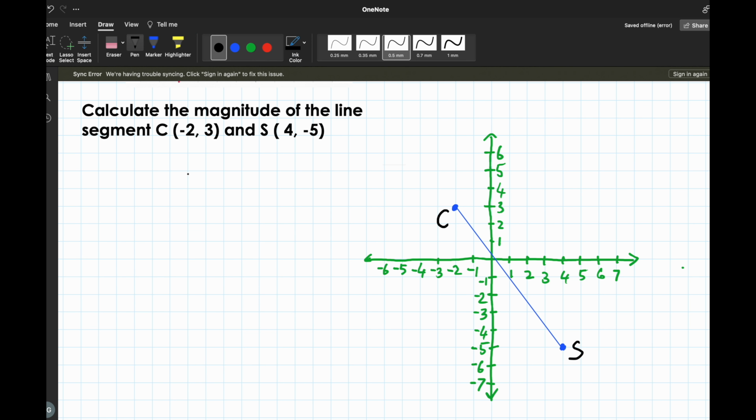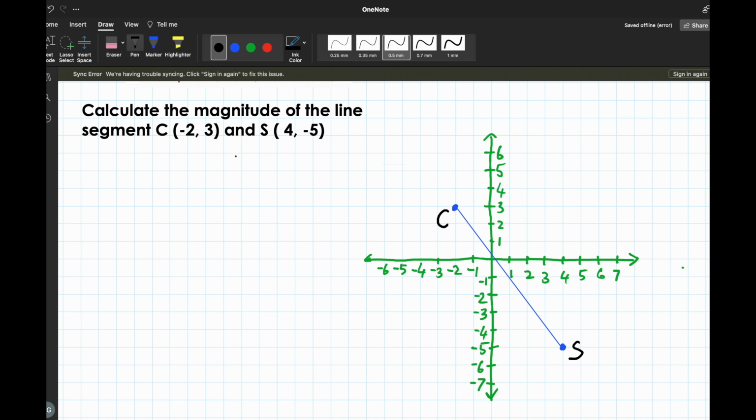Alright, so we are trying to calculate the length of this line segment CS. So we have C here, which is negative 2, 3. As you can see, negative 2, 3. And S, which is 4, negative 5. Now, we are going to pretend that this graph is not here. So we are just using this here to be able to work this out. But I just want you to understand from this point of view what we're actually calculating here.